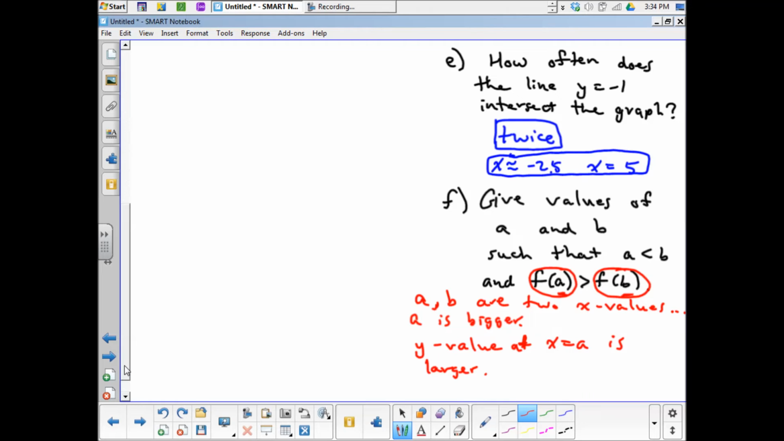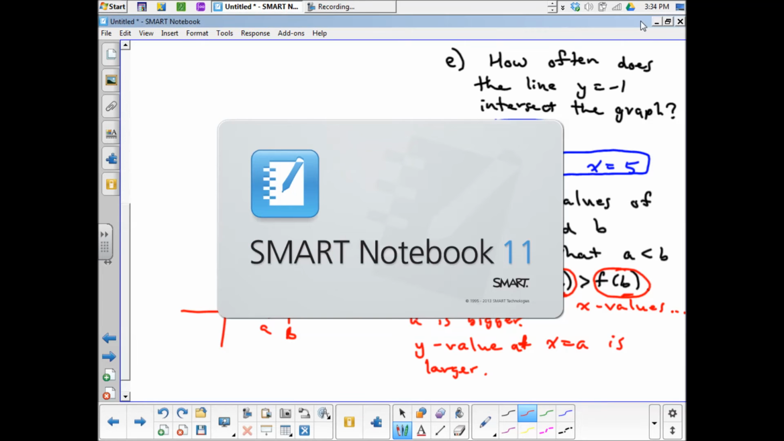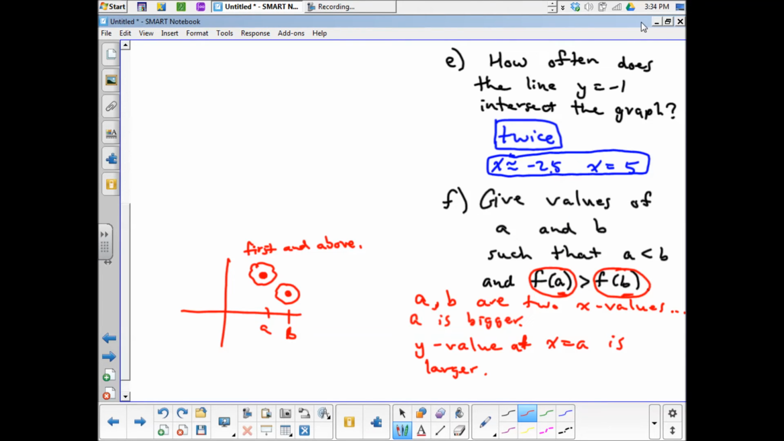Okay, so here's what I'm really looking for. Watch. I'm looking for a point at A and a point at B, B being the bigger number. So A comes first, then B. A is on the left, B is on the right, just like I did here. And I want f of A to be greater than f of B. So in other words, I want it to be above B. Okay, so this is first and above. All right, let's see if we can find two points that look kind of like that somewhere on our graph.